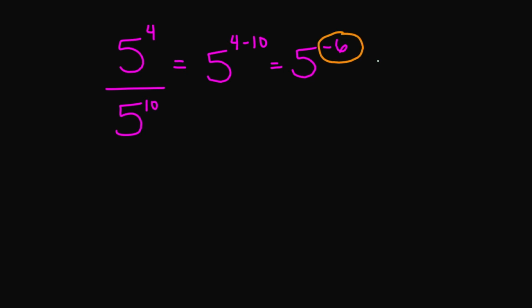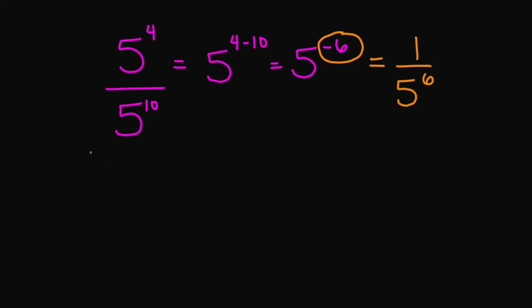5 to the 4th over 5 to the 10th. This is going to equal, because I'm dividing with the same base, 5 to the 4 minus 10. This is going to equal 5 to the negative 6th power. And since I do have a negative exponent, I need to make that positive. So this is going to equal 1 over 5 to the 6th power.